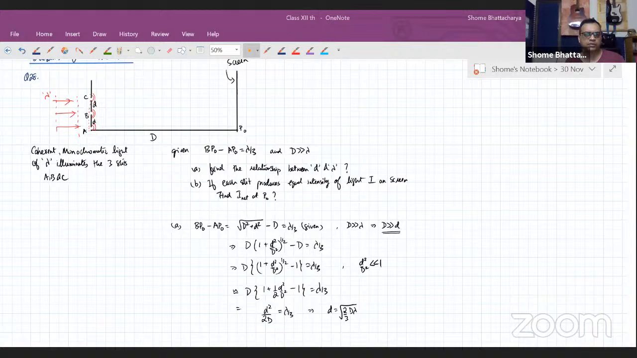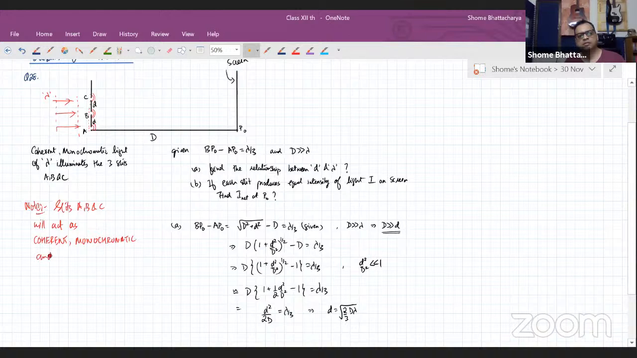Okay, so next we have to calculate the intensity of light reaching the point P0, the net intensity. Before we start the next part, we have to understand this thing that I told you, that the slits A, B, and C will act as coherent, monochromatic, and in phase secondary sources.